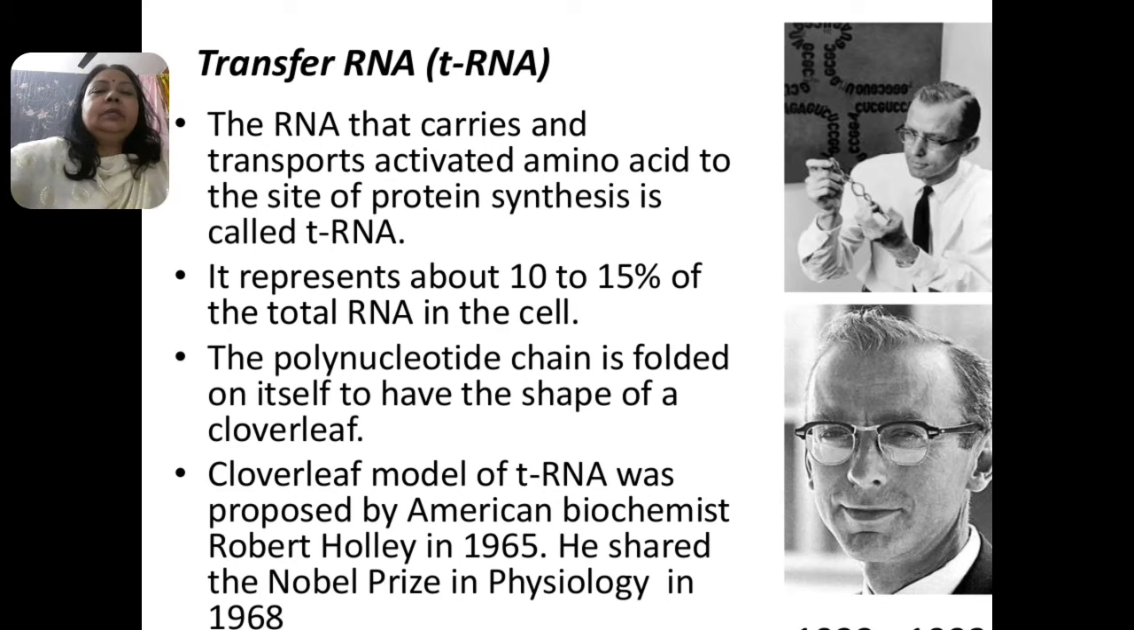And in the cell, it represents about 10 to 15% of the total RNA. The polynucleotide chain is folded on itself to have the shape of a clover leaf. So the shape of the transfer RNA is just like a clover leaf. The clover leaf model of transfer RNA was proposed by an American biochemist, Robert Holley, in 1965, and he shared the Nobel Prize in Physiology in 1968.